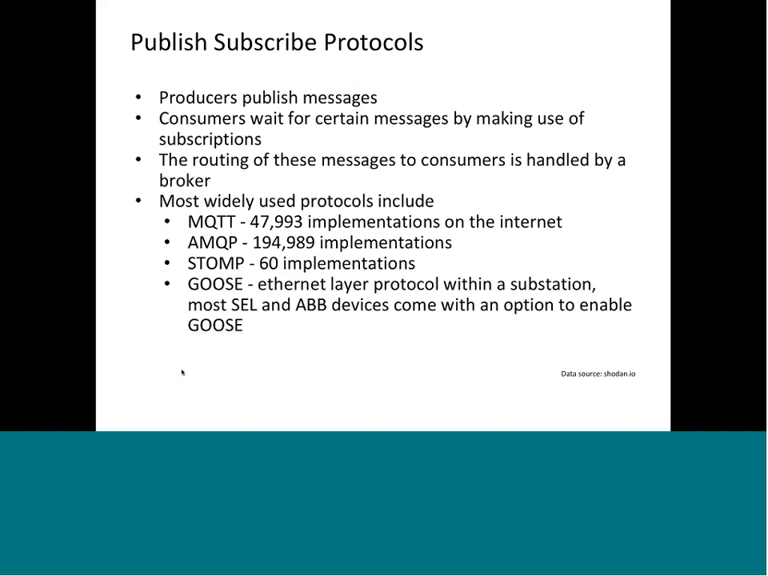So we ran some preliminary searches on Shodan, and we found that there were plenty of implementations of MQTT, AMQP, and STOMP on the internet. We also studied another protocol, which is a subset of 61850, called GOOSE. It's an Ethernet layer protocol, so we cannot really run Shodan searches to find them on the internet.